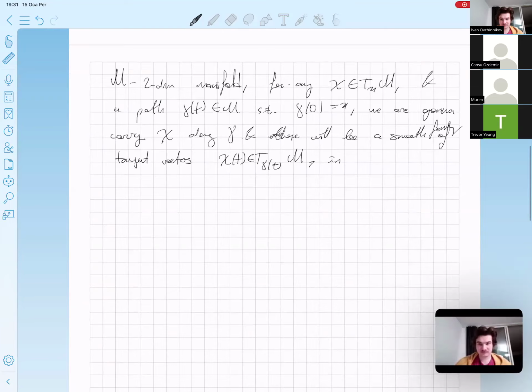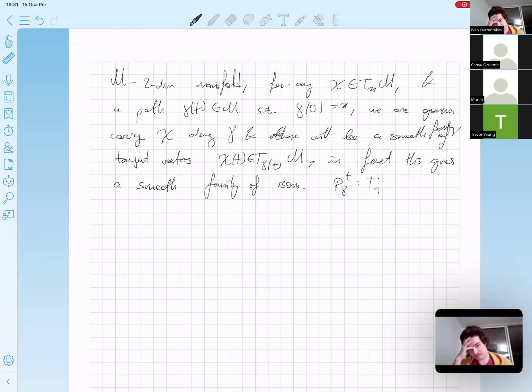Okay, I will write one more thing and then I will start drawing. In fact, this gives a smooth family of isomorphisms. This is little x, sorry. You should always ask me if you're not sure whether something is big X or little x, because it really matters. With t at zero, this family should equal just the identity.